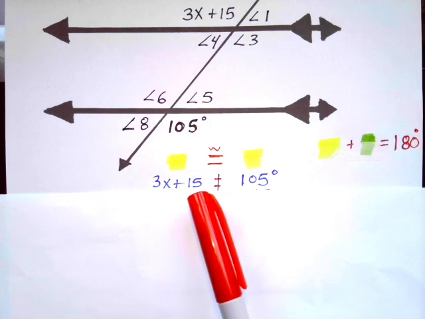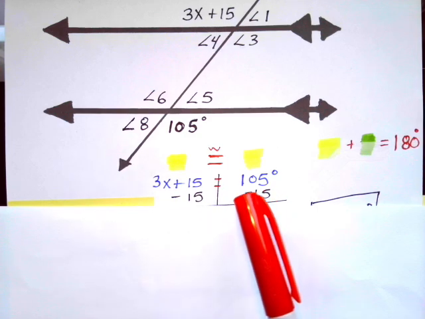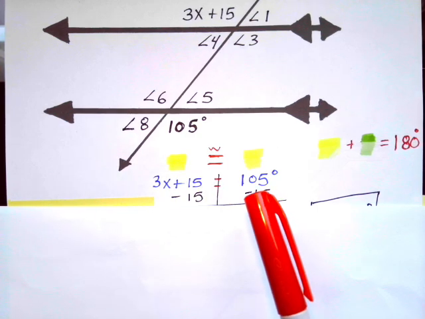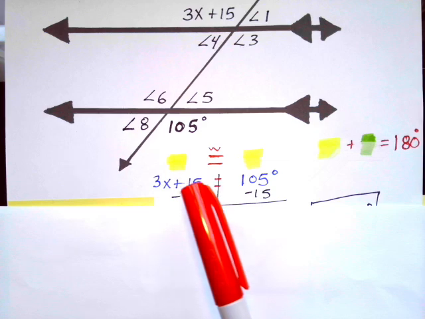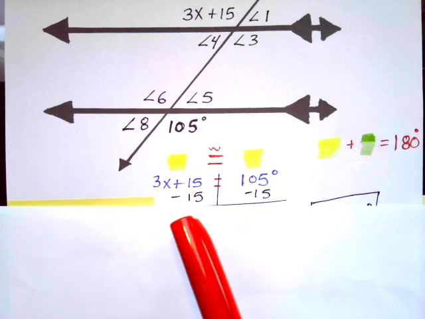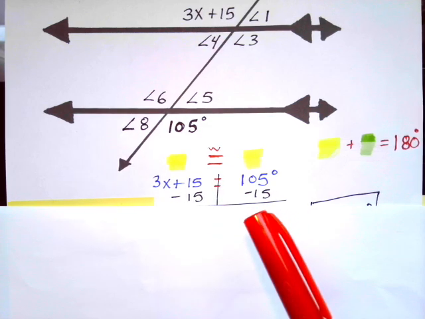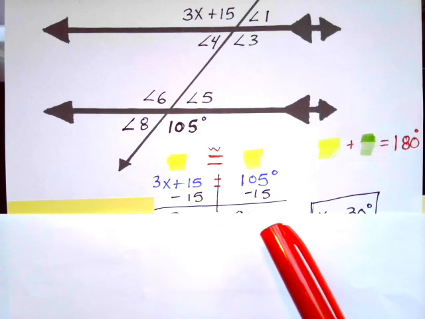What's the opposite of a positive 15? It's a negative 15. So I'm going to subtract 15 from both sides of the equal sign, right? 15 minus 15 is 0. I'm left with 3x on the left side. 105 minus 15 is 90 degrees.